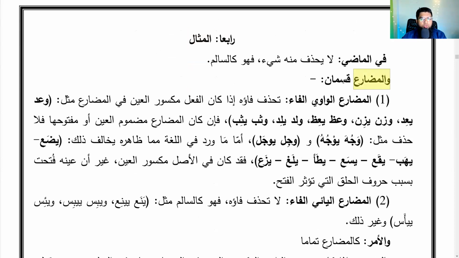But in Mudare, there are two types. First is Mudare wawi alfa. Mudare which starts with wawi. And what we have to do, we have to delete it. Do we delete all the vowels? No. Only if it is from Maqsood ul Ain in the Mudare. Only if it is Yaf'ilu, then only we'll delete it.